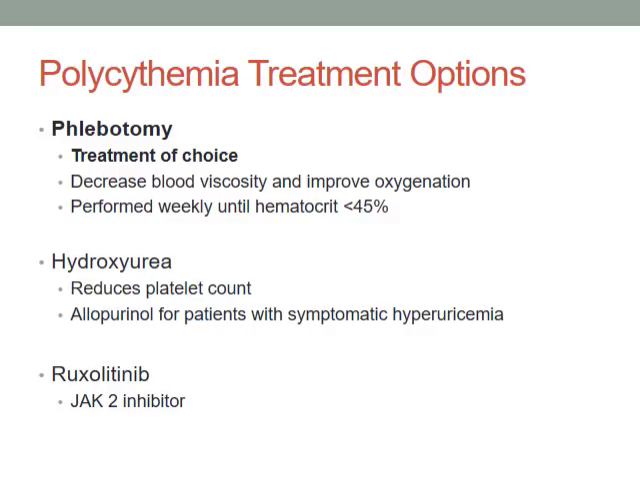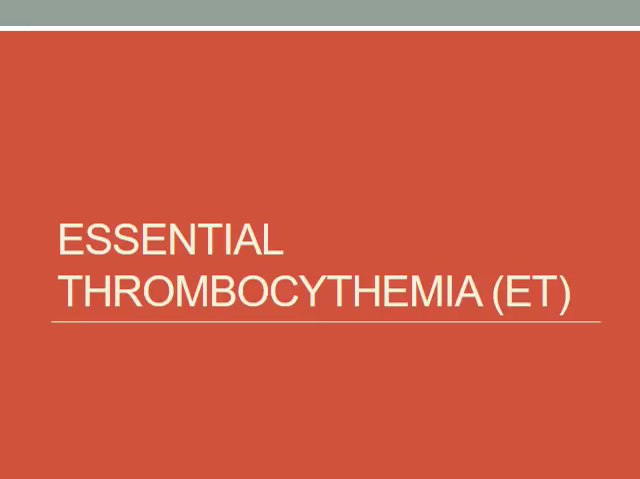There's also the option of using allopurinol to treat any side effects such as hyperuricemia, which can result from the disease. There's also a new treatment option available for patients with polycythemia vera, which uses a selective JAK2 inhibitor. This JAK2 inhibitor is called ruxolitinib, and it has shown very promising results for these patients.